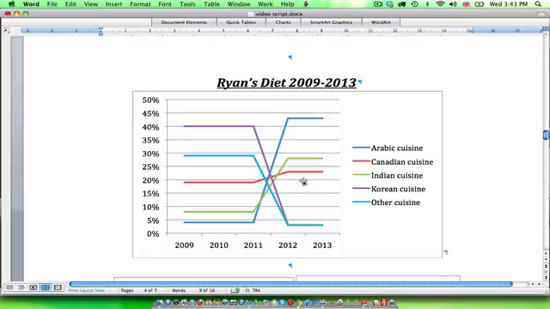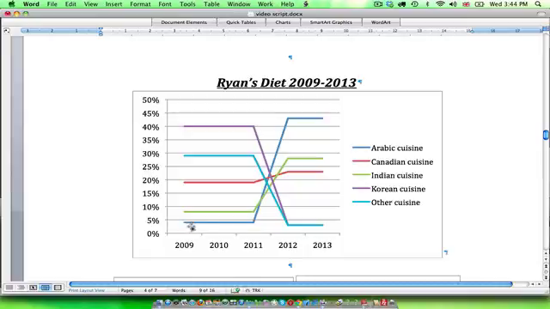Now, the broad detail we see is that typically some of the cuisines that are marked on this graph are negatively correlated with other cuisines. So for example, the Korean cuisine trend and the other cuisine trend are negatively correlated with the Indian cuisine trend and the Arabic cuisine trend. Okay, so we would state that as our broad detail.